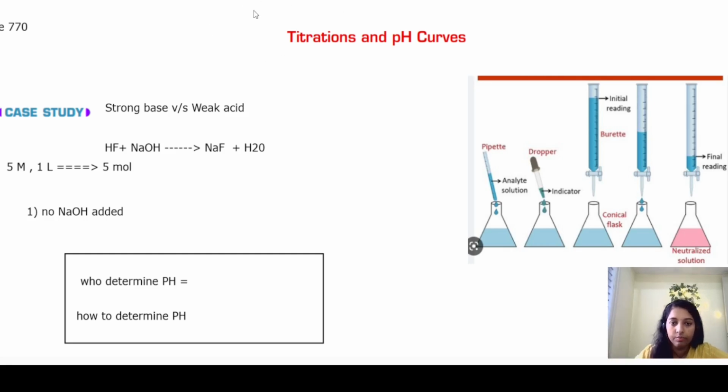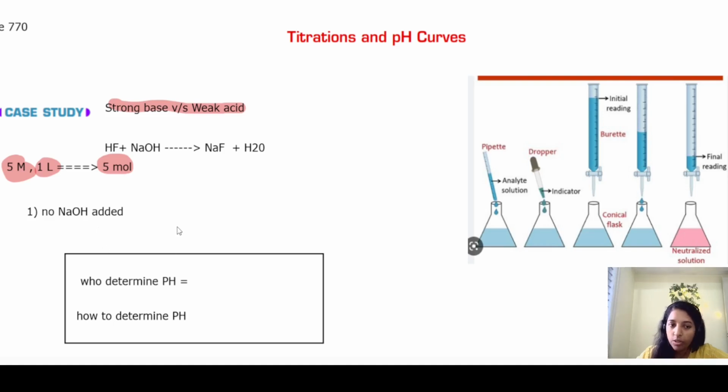So let's see the second case. In this case, we are taking strong base versus weak acid. The same strong base NaOH we can take as an example, and the weak acid now is HF. I'm taking the same molarity as the previous case, 5 molar, 1 liter, so the initial amount is 5 molar HF, correct? Okay, same thing. HF is the acid and NaOH is the base.